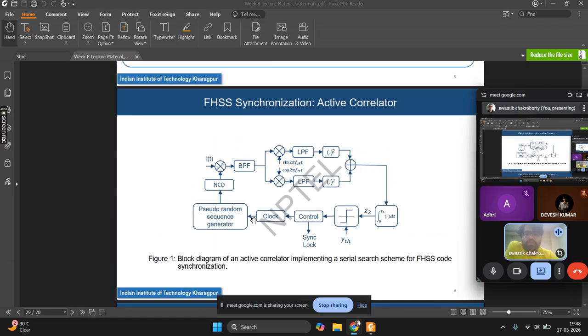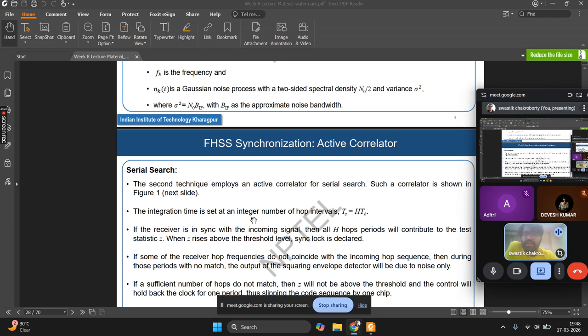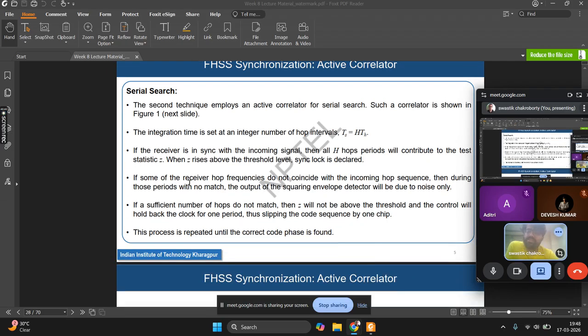Okay, now this is another technique, the active correlator serial search. The next technique employs an active correlator for serial search. The first one which we did, the matched filter bank, is an example of a parallel search. Now what we will do is serial search. If the receiver is in sync with the incoming signal, then all H hops will contribute to the test statistic Z. When Z rises above the threshold level, sync lock is declared.